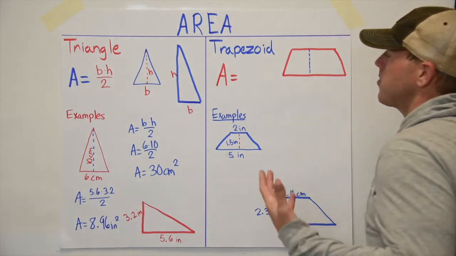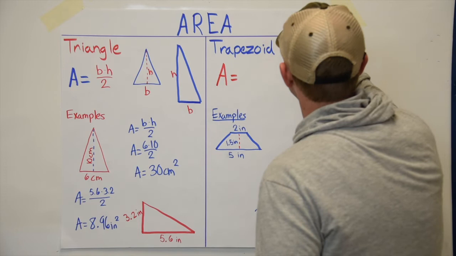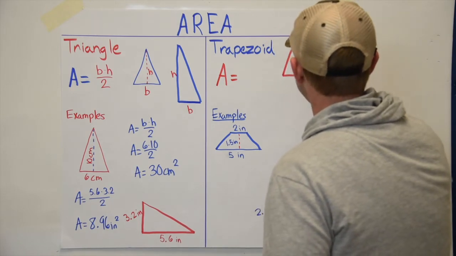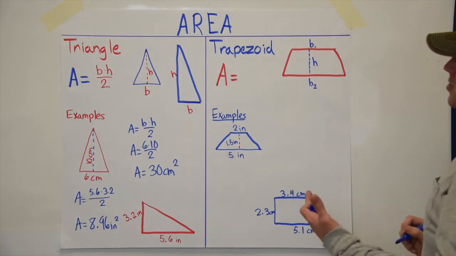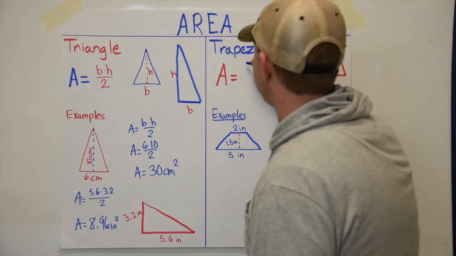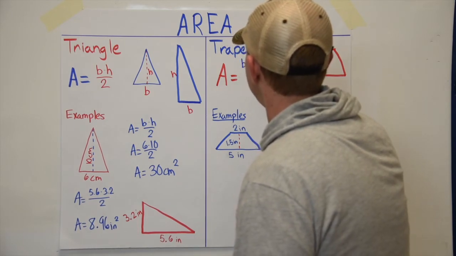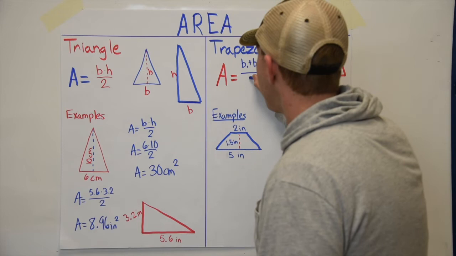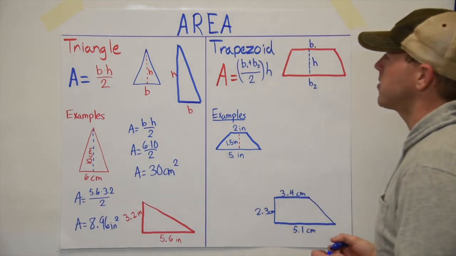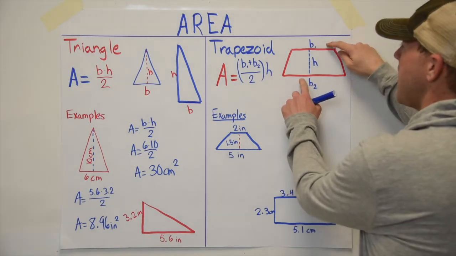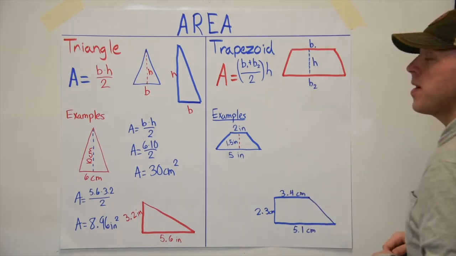Let's look at the trapezoid. Trapezoid is going to be your hardest one. It's going to be the weirdest one. So we have two bases, base 1 and base 2, and then we have a height. So what do we actually do for a trapezoid? We add our two bases, base 1 plus base 2, divide that by 2 and multiply that whole thing by the height. So really what we're doing is finding the average size of our two bases. So we add them and divide by 2, and then we multiply by the height.